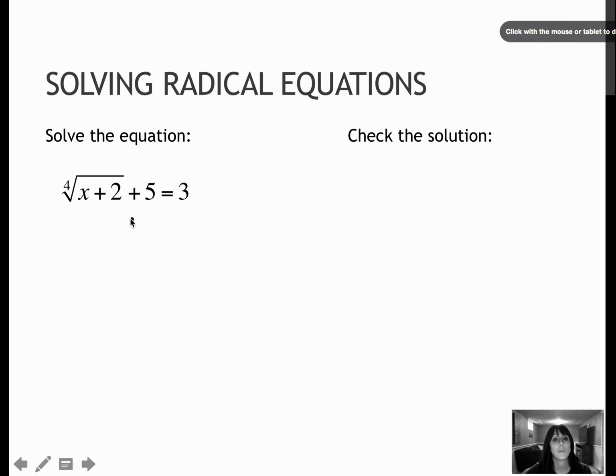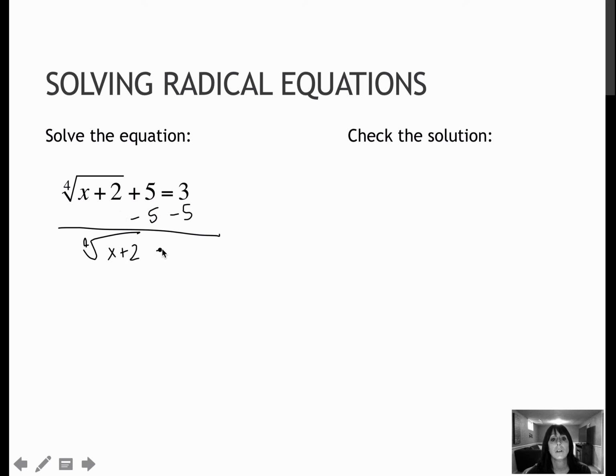For my next, I'm going to subtract 5 from each side to isolate the radical. So I have the fourth root of x plus 2 equals negative 2. I'm going to take this to the fourth power. On this side, I get x plus 2. On this side, negative 2 to the fourth gives me positive 16. And then, of course, I'm going to subtract the 2 from each side, so that gives me x equals 14.